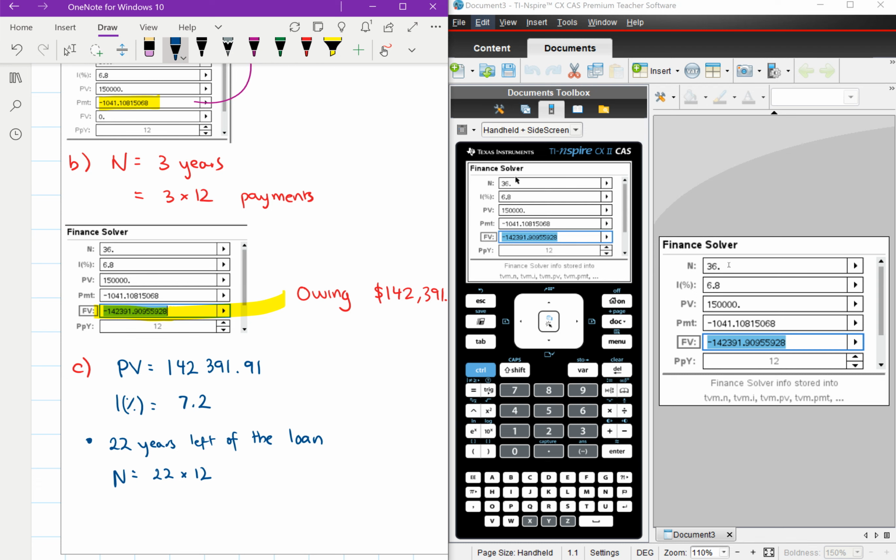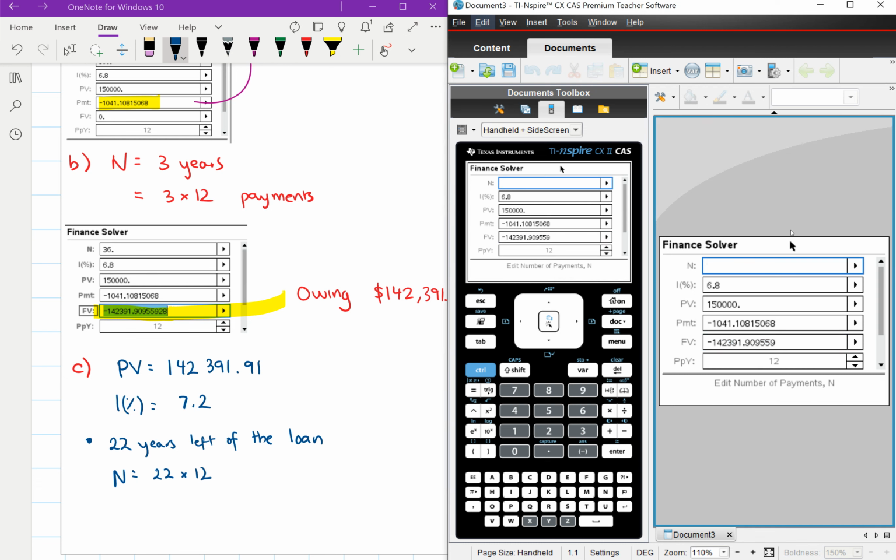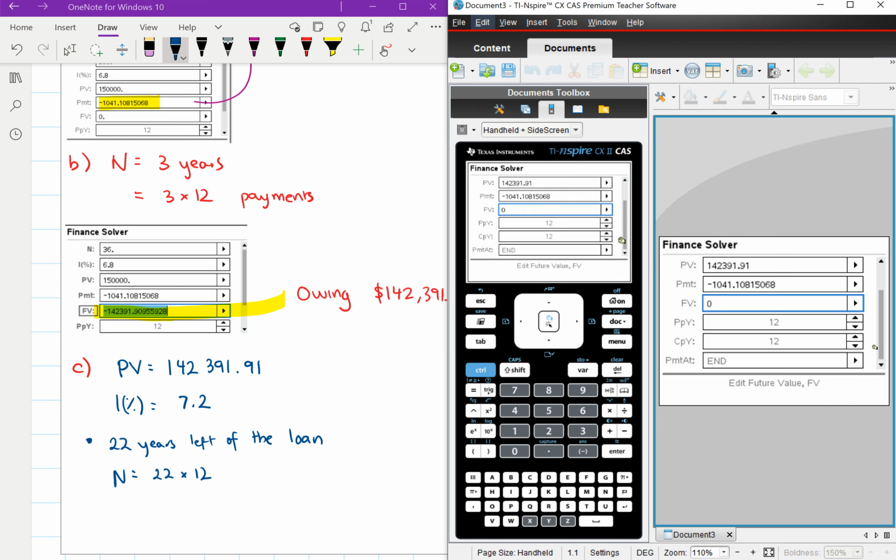So I'm going to go back to my finance solver, and I'm just going to write over here, that's 22 by 12. That tells me the number of payments I do in 22 years left. Rate, which we know is 7.2. PV, be careful, that is no longer the same amount anymore. It's $142,391.91. Okay, and payments, again, I'm trying to figure payments out. So PMT, I'm not going to touch yet. But future value, I know that I want it to be 0 after that amount of time. Okay, so I want to make sure that PPY and CPY is the same. So it's 12 times in a year.